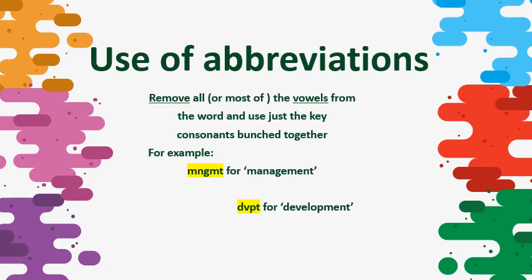The second type of abbreviation is where we remove all the vowels from the word and we put the consonants together. The first example here, management. If we look at the abbreviation that has been used, we have removed all the vowels. Same is the word development as well. So we've tried to remove as many vowels from the word as possible in order to abbreviate.